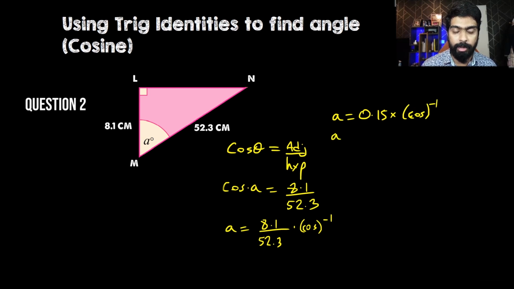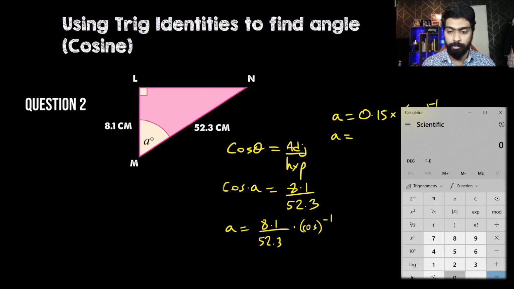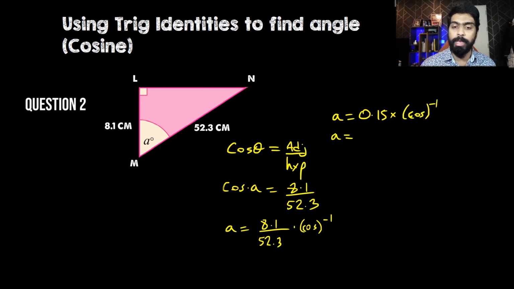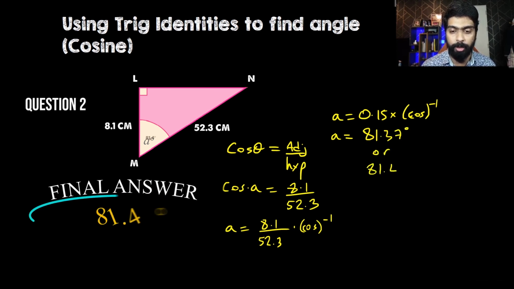Now let's use the help of the calculator. So 0.15, let's find the inverse of cosine right there, which is 81.37, right? So we have a is approximately 81.37 degrees, or if you want to round it up you can also write it as 81.4 degrees.